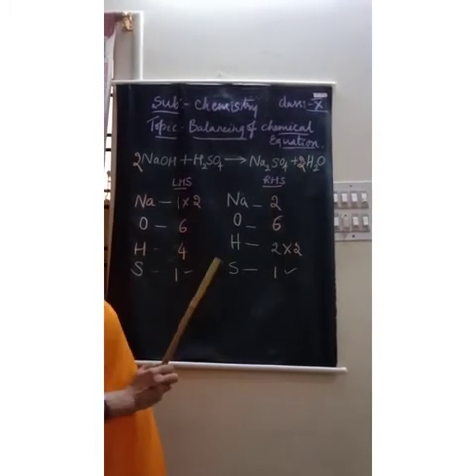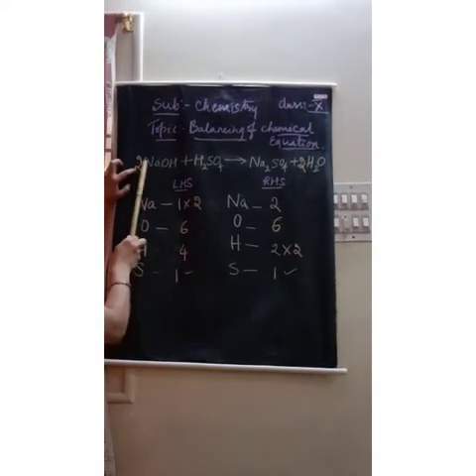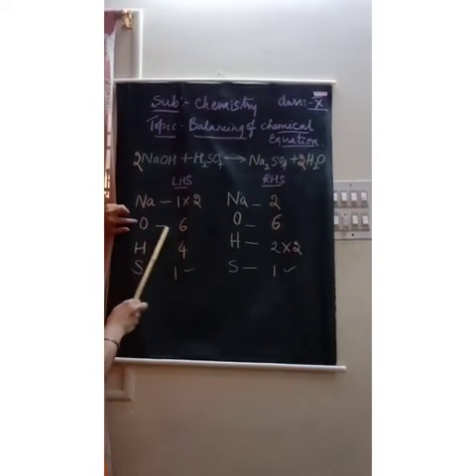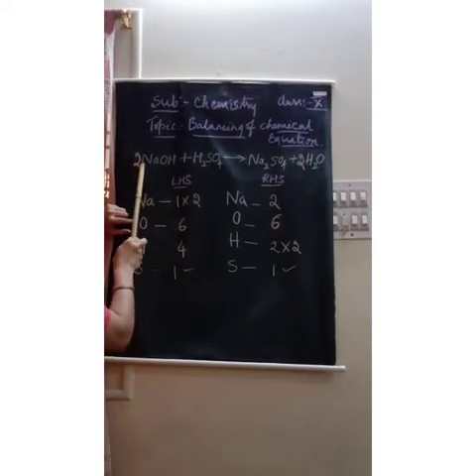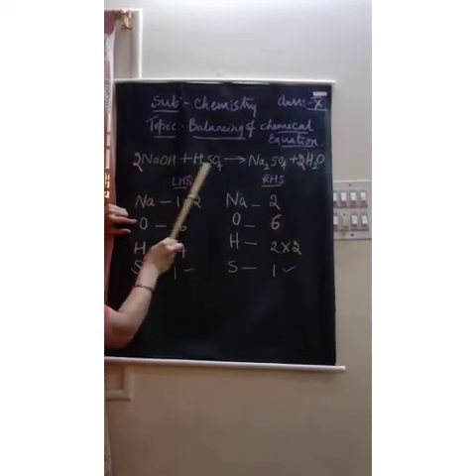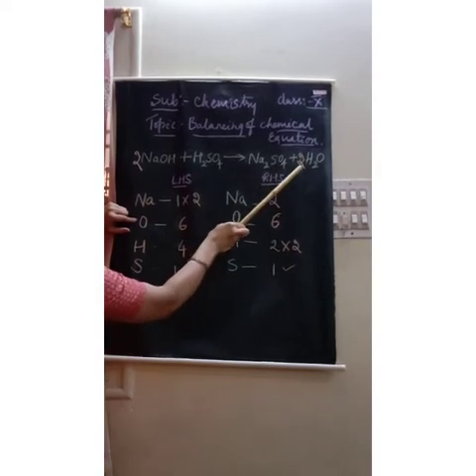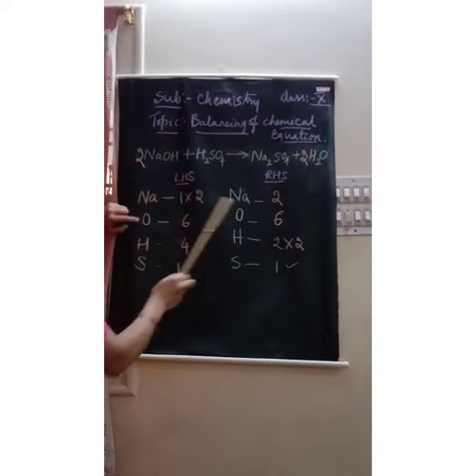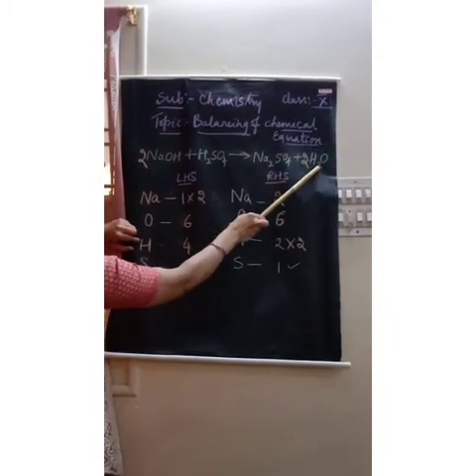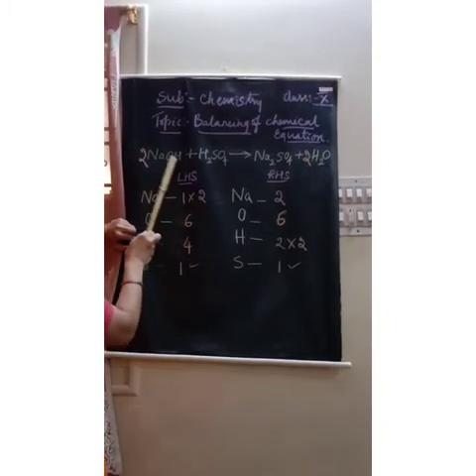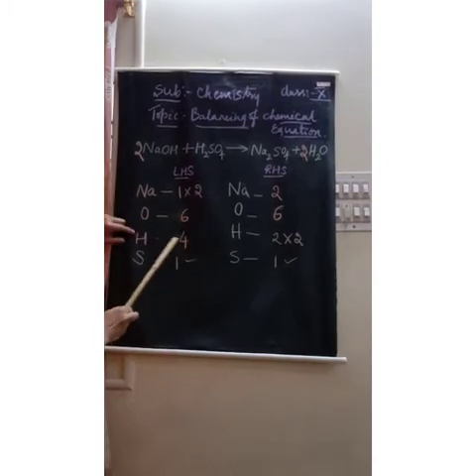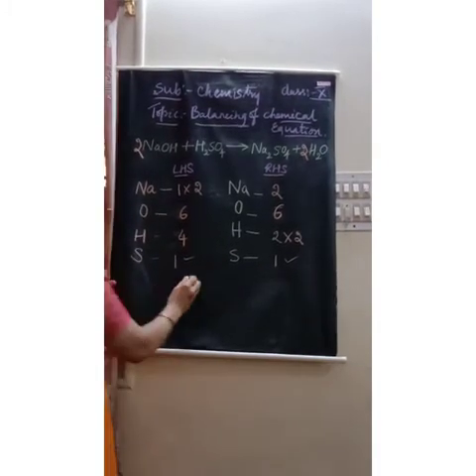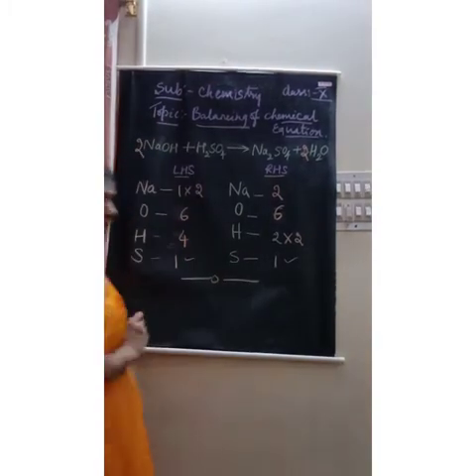Once again you check, children. So sodium, 2 sodium now. So here Na2. Clear, children? What about oxygen? So 2, here 4, totally 6 oxygen. Here what about this? 2 plus 4, totally 6. Hydrogen here: 2 twos are 4 hydrogen. Here 2 plus 2, 4 hydrogen. Sulfur 1 and sulfur 1. So now this equation is balanced. Clear, children?